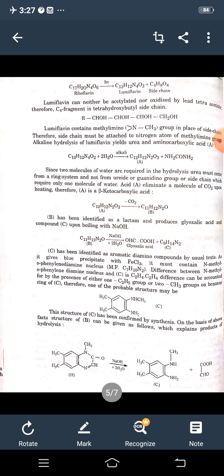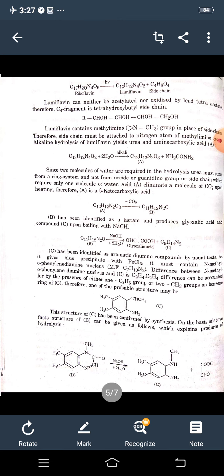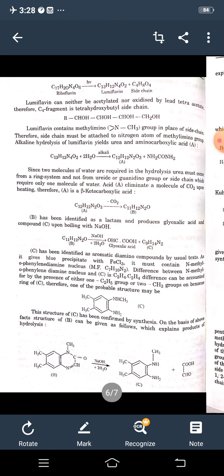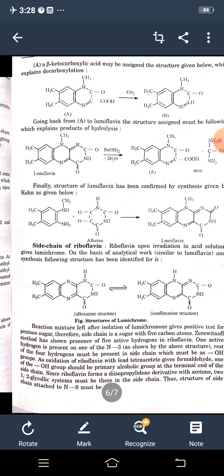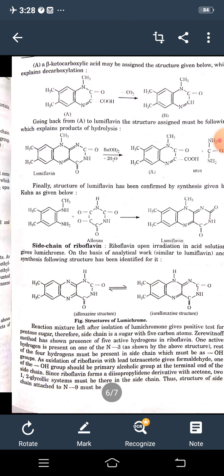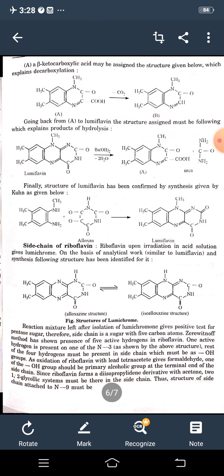So it can be identified as an aromatic diamino compound by the usual test, as it gives rise to a blue precipitate with ferric chloride. It must contain an N-methyl ortho-phenylenediamine nucleus, formula C7H10N2. So compounds are given like this type. In this reaction you can also see the side chain of riboflavin.